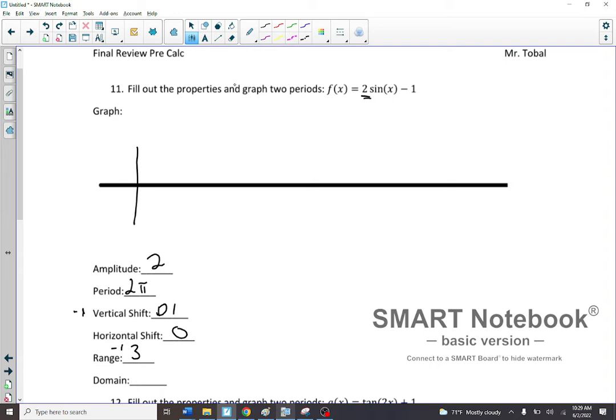Or, wait, let me rephrase that. So I know my middle line is going to be at -1. So here's -1, here's where the middle of the curve is going to be. I'm going to go down 2 from there, which means I'm going to reach down to -3, and I'm going to go up 2 from there, so I'm going to reach up to 1. So that means my lowest is -3, and my highest is 1. Domain, there's no restrictions in plugging in anything, so negative infinity to infinity.